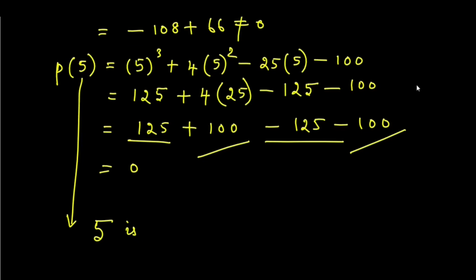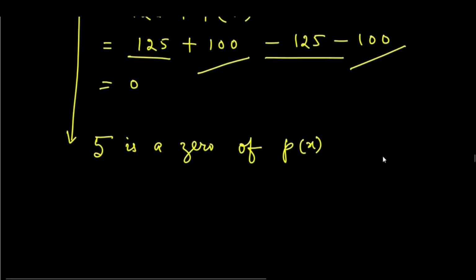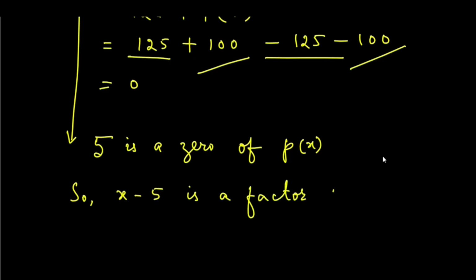5 is a zero of p of x. So x minus 5 is a factor of p of x. Now we have to find the quotient. When we divide p of x by x minus 5, we get a quotient.